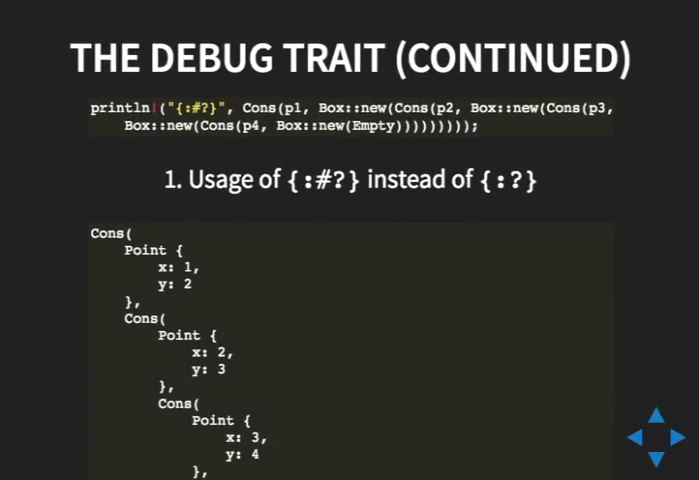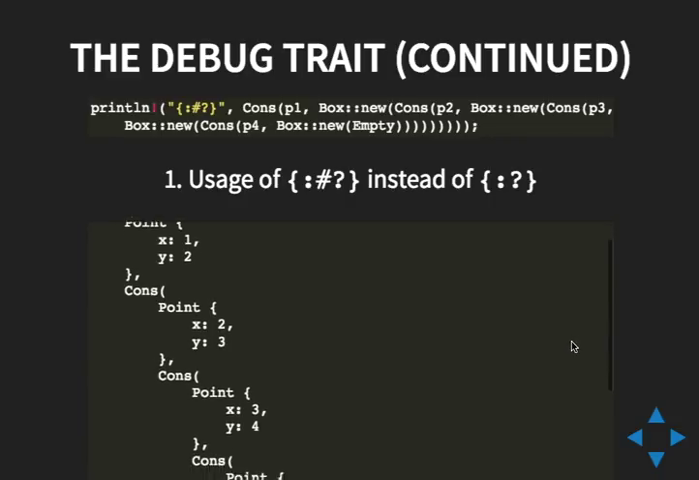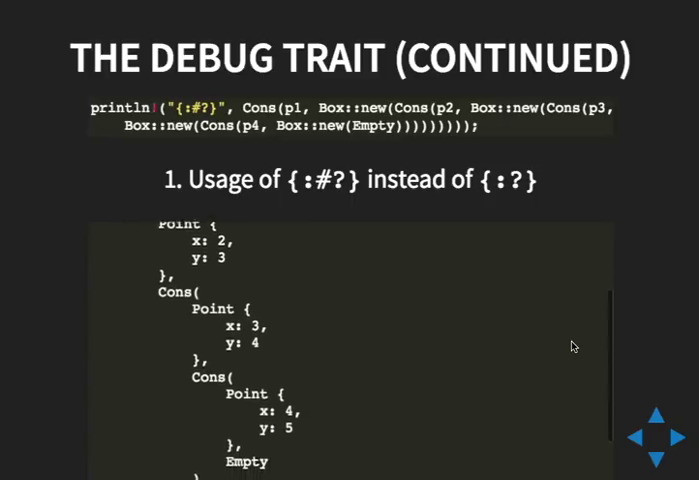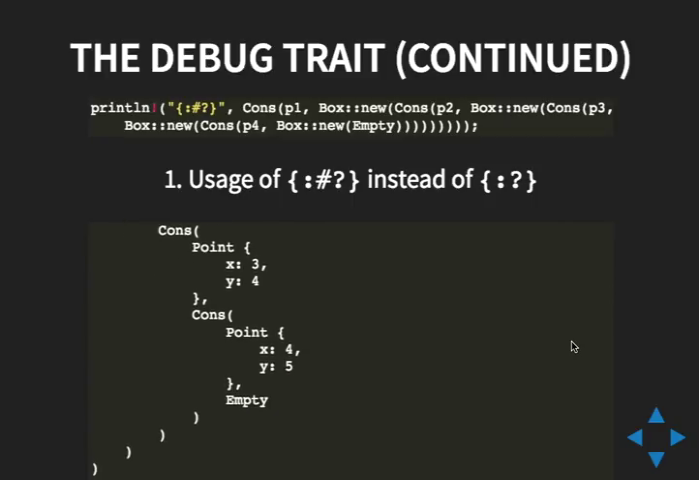If you just add the pound character between the colon and the question mark, you actually get a pretty print representation of this value, so it's way more readable. So it's very easy to have a debug representation of a value in Rust.